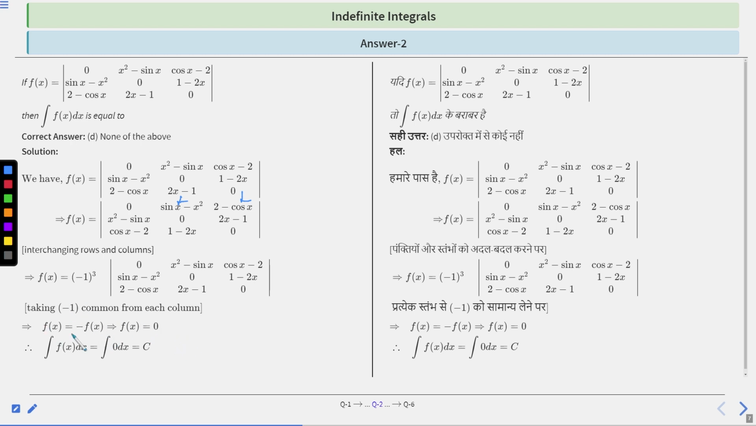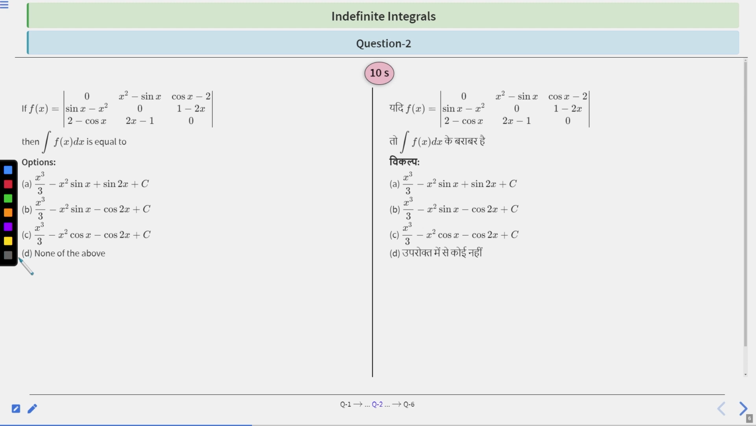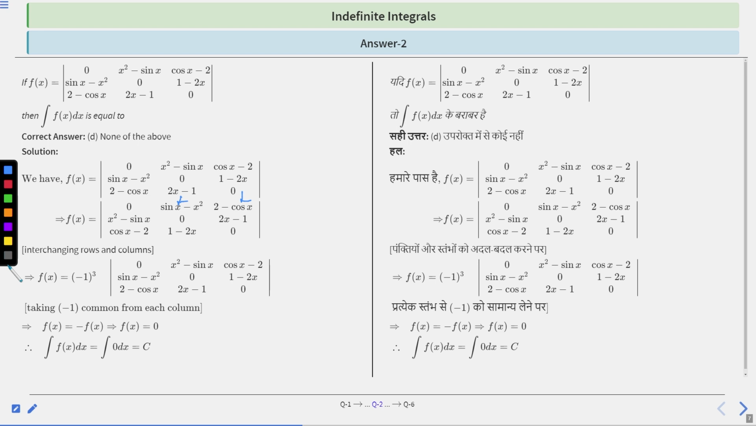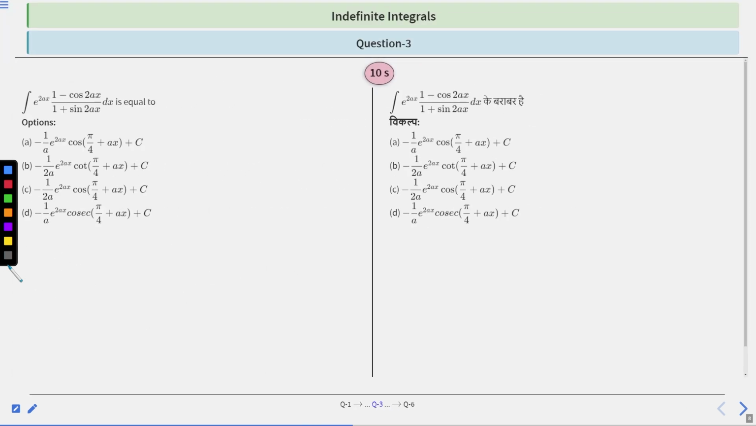Clear? Therefore, because f(x) is 0, the integration of f(x) dx will be equal to the integration of 0 dx, right? And we know that the integration of 0 dx is basically a constant, which is c. Clear? So I think option D is the right choice, none of the above, because the integration of f(x) dx is some constant c, right? Therefore, none of the above is the right answer. Okay. So let's move to the next question.